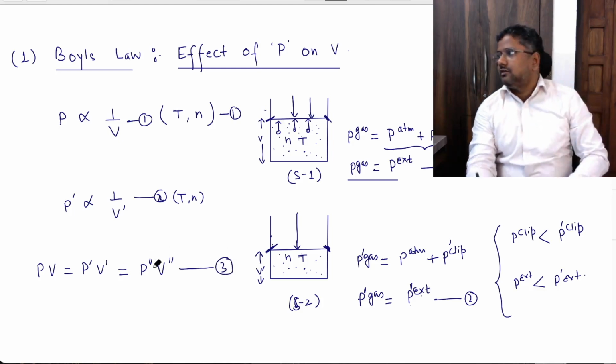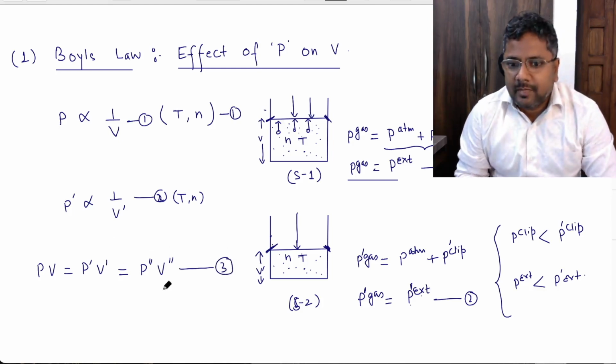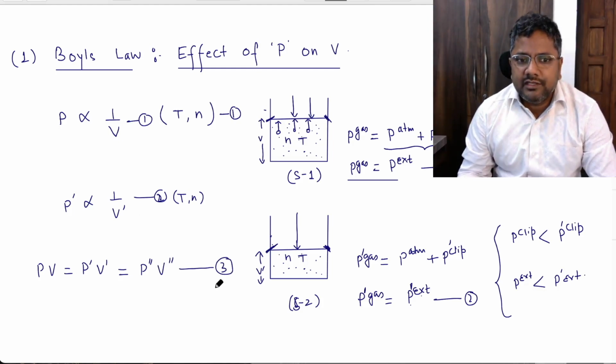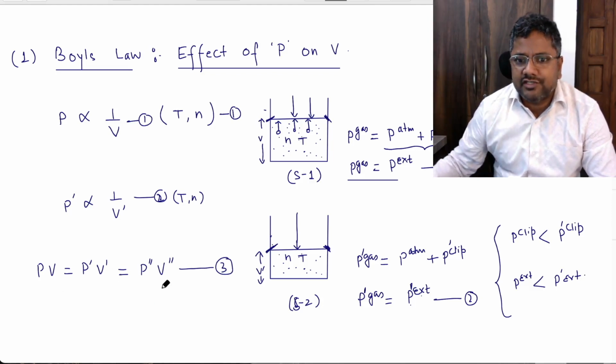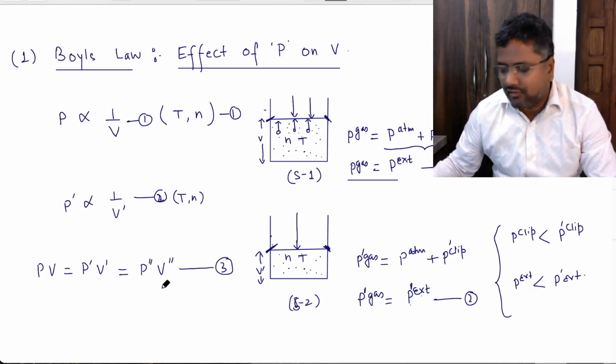So this is called what? Boyle's law. P1 V1 is equal to P2 V2, or PV is equal to constant, so the product of pressure and volume is always constant if N and T are constant, right?